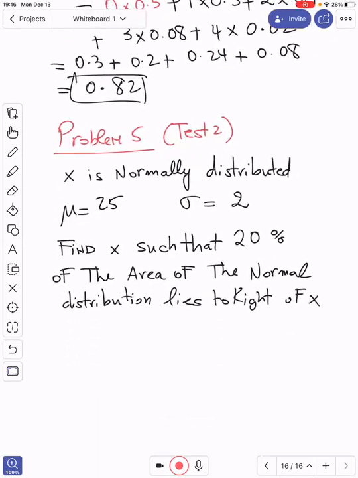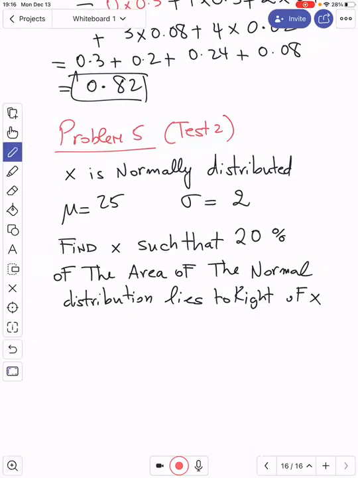Okay. So in this problem, mu is given, sigma is given, right? Usually when we have sigma and mu, the questions are like, what is the probability that x is less than a number, or x is more than a number, or x is between two numbers, right? But this is very different. It says you need to find x. You don't need to find the probability here. This 20% is actually the probability. So here the probability is given, and you need to find the corresponding x.